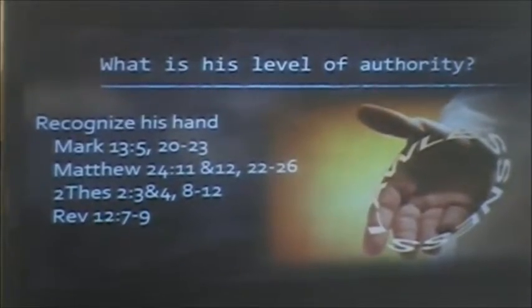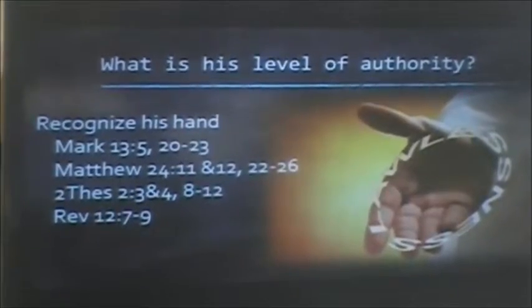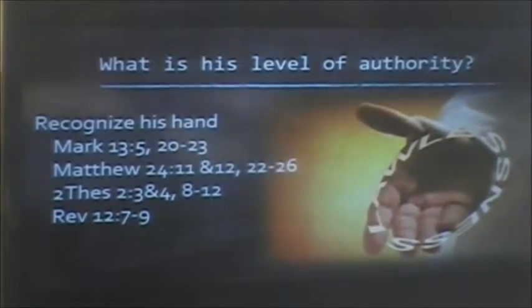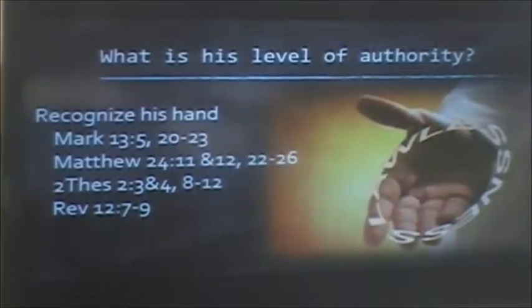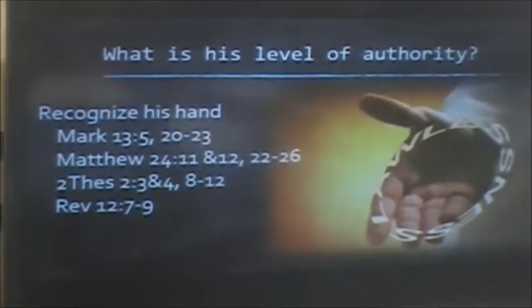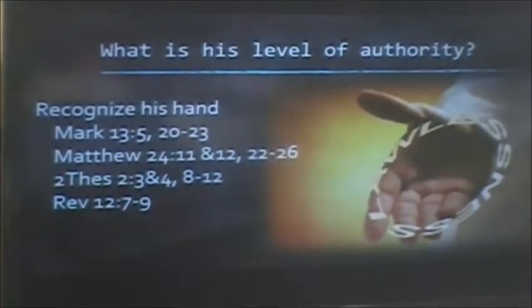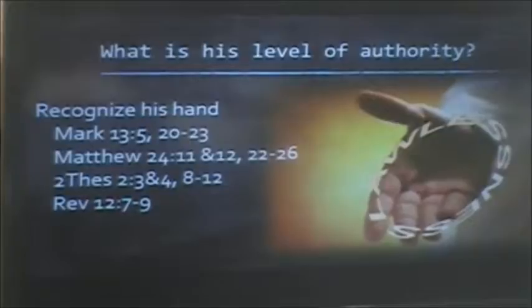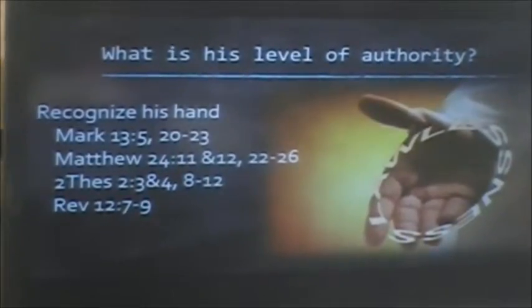So again, we're in Matthew chapter 24. We're going to read verses 11 and 12, and then we're going to go to verse 22 and read through 26. So again, Matthew chapter 24, verses 11 and 12 is where we'll start, and we'll skip down to verses 22 through 26.